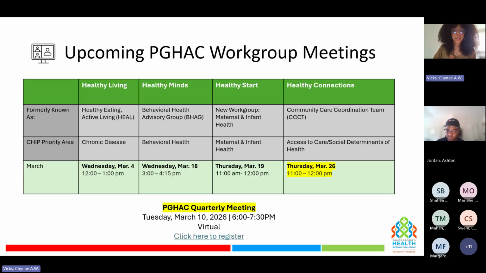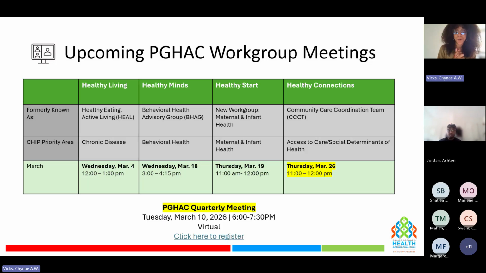All right, and then last but not least, this is the snapshot of our upcoming work group meetings for the rest of this quarter. I can't believe March starts in a few days. Oh my goodness. But as always, we welcome you all to participate in any of the other work groups, especially during this CHIP planning phase. There is shared expertise, shared experience, and a lot of overlap, I think, that we're going to have. So please, as always, you're welcome to join any of our work groups. But for this work group, our next Healthy Connections meeting will be Thursday, March 26th at 11 a.m.